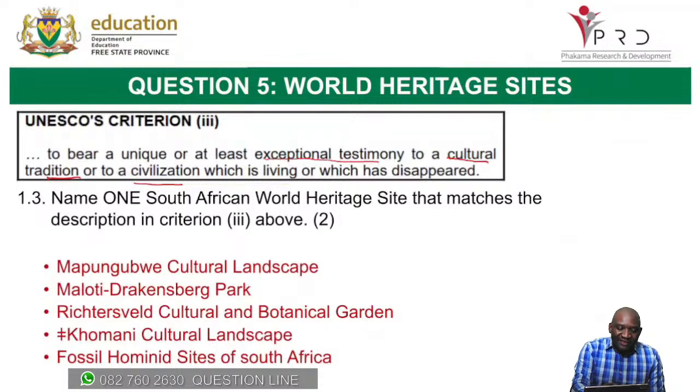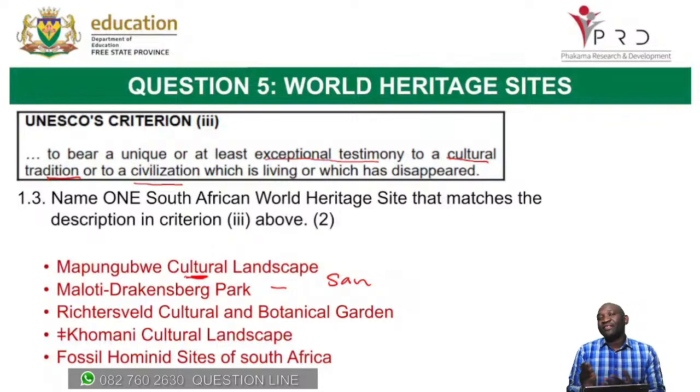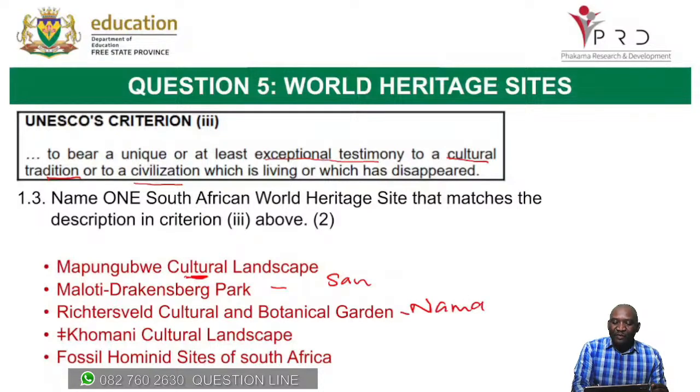In Mapungubwe, it is a cultural landscape. We talked about a kingdom that existed there in the 12th century. Maluti Drakensberg, we spoke about the paintings of the San people. That is cultural because it has to do with human activity. Richtersveld Botanical Garden, we spoke about the Nama people, that they are still living in their primitive ways and they are still semi-nomadic. They are moving around. They don't build permanent structures or houses. Komani cultural landscape, again, we spoke about the San people living in their primitive ways as well.